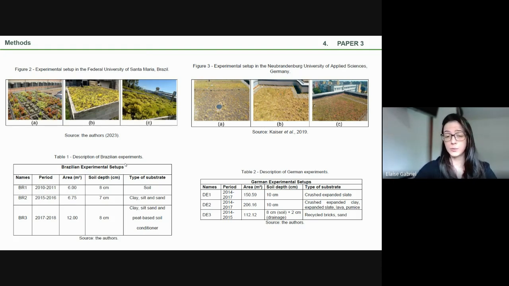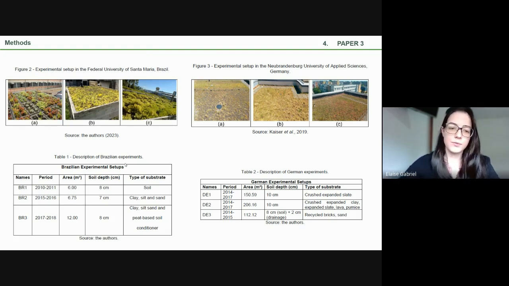while DE2 had an area of 206 square meters and a substrate layer of 10 centimeters composed of crushed expanded clay, expanded slate, lava, and pumice. And DE3, which is the green roof represented in Figure 3C, was built in building 2, and it had a Zinco commercial growing media plus a drainage area. The vegetation used was grass seeds and sedum cuttings.